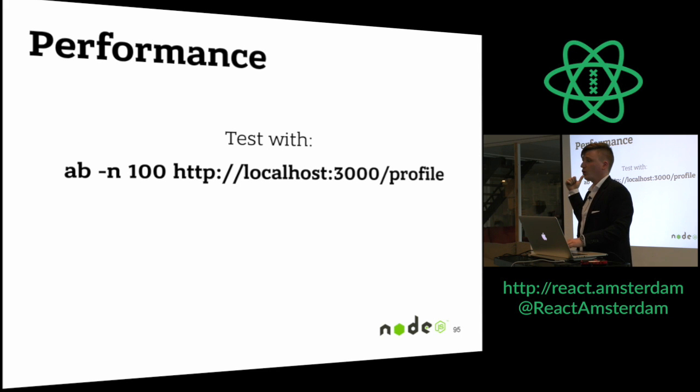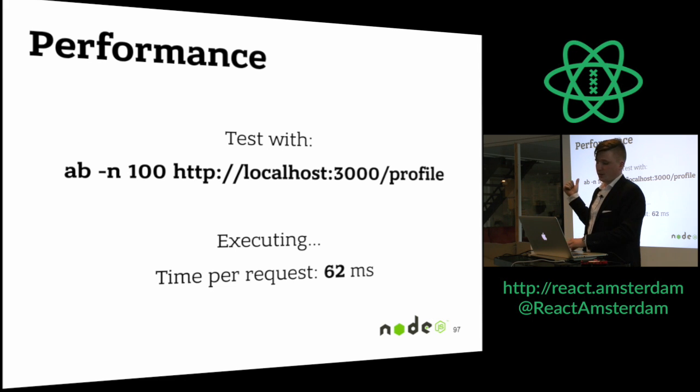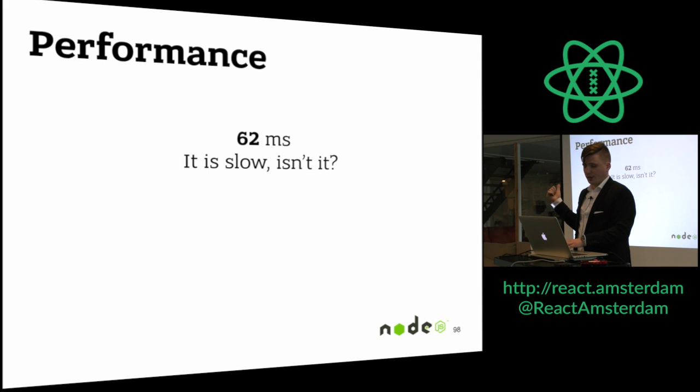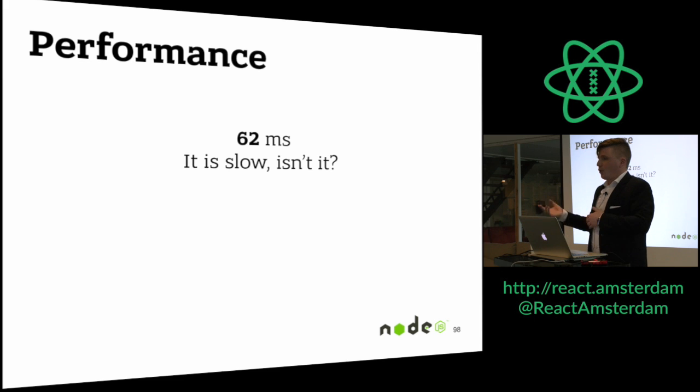With this command, we send 100 requests to this URL. And when we execute it, we get a time per request of 62 milliseconds. So, 62 milliseconds for this MacBook. Is it slow or is it not?